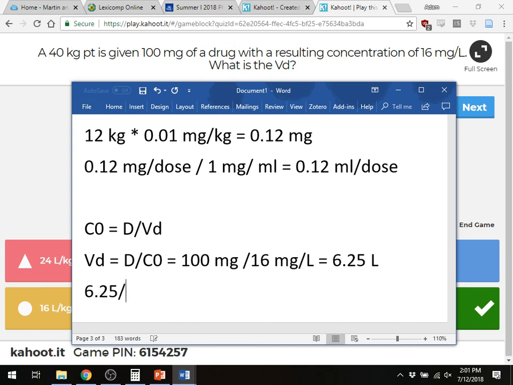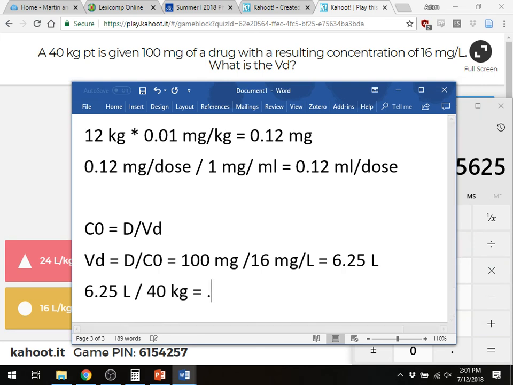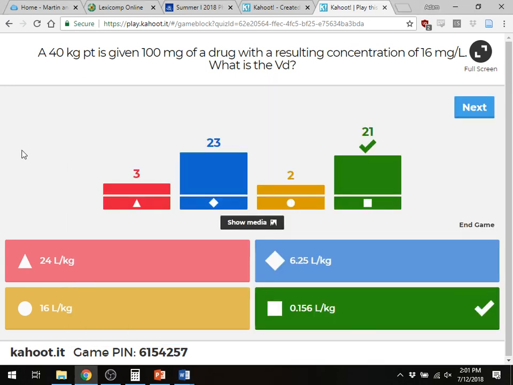6.25 liters divided by 40 kilograms. And that equals 6.25 divided by 40, 0.156. See, I screwed this up too. I should have put a zero here. 0.156 liters per kilogram. Is that the right answer? Sure enough, it is. Does that make sense? So again, look at your units. Look at what you're trying to answer and make sure it matches up.